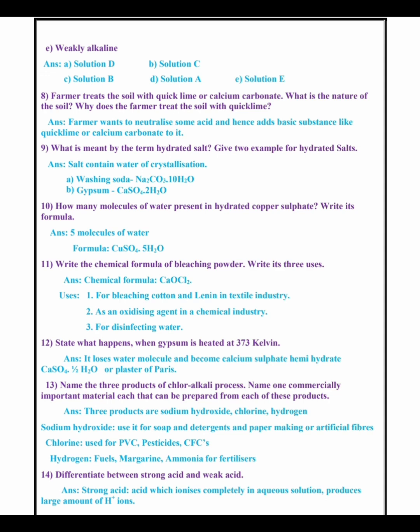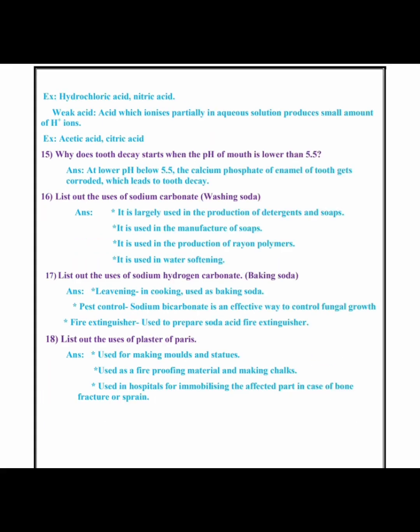So next question, name the 3 products of chloralkali process. Name one commercially important material each that can be prepared from each of these products. Differentiate between the strong and weak acid. And the 15th question, why does tooth decay start when the pH of the mouth is lower than 5.5?